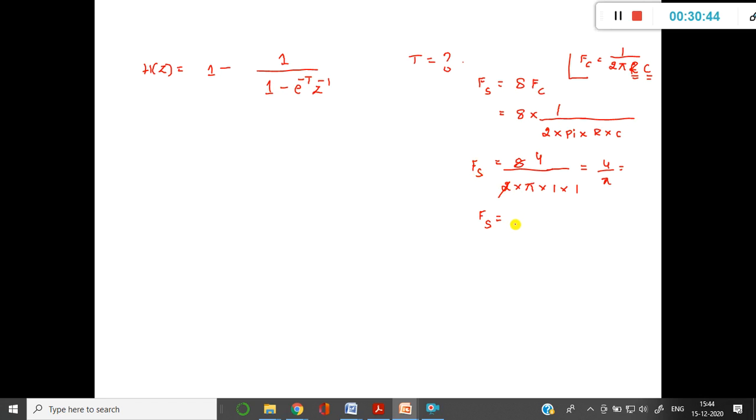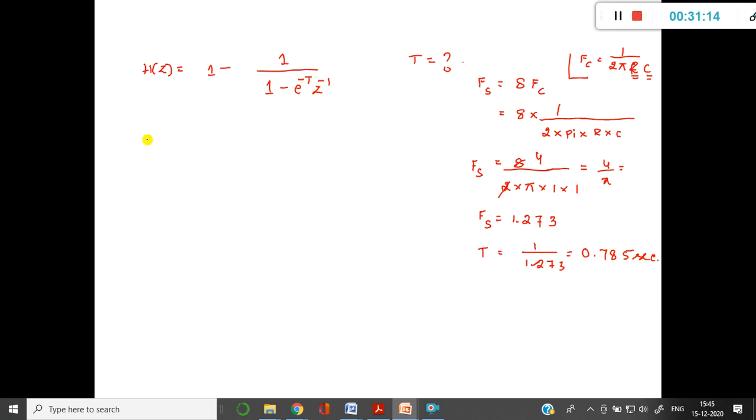1.273 samples per second. So therefore T is equal to 1 divided by 1.273. This is equal to how much? 0.785. So this is 0.785 seconds.